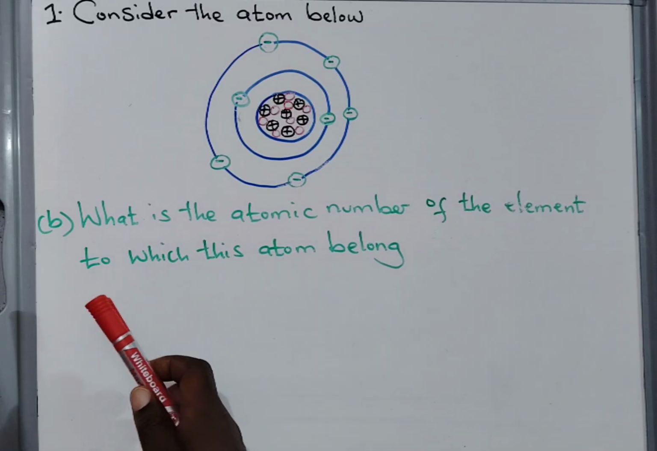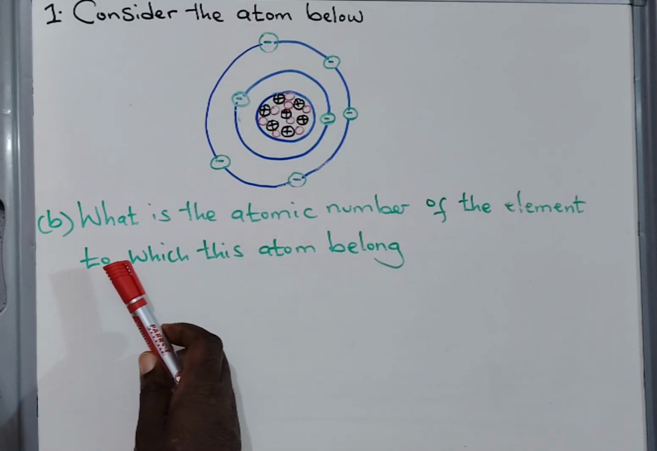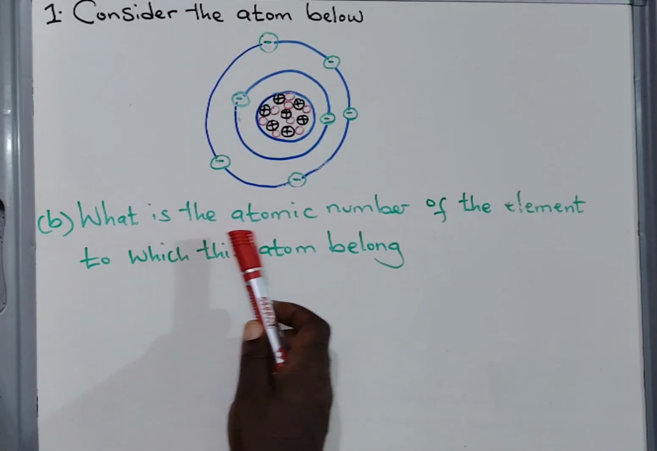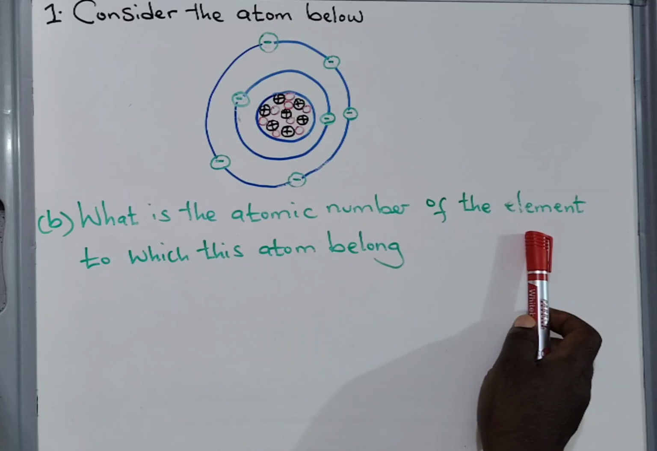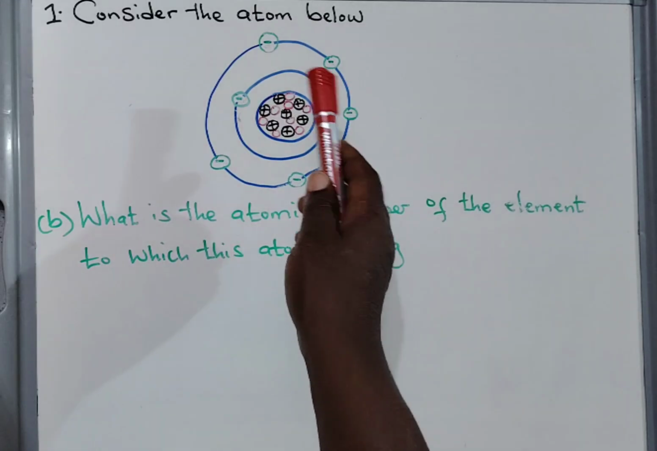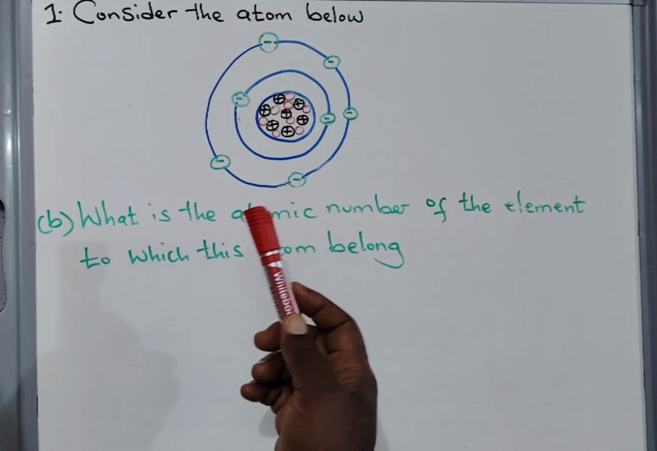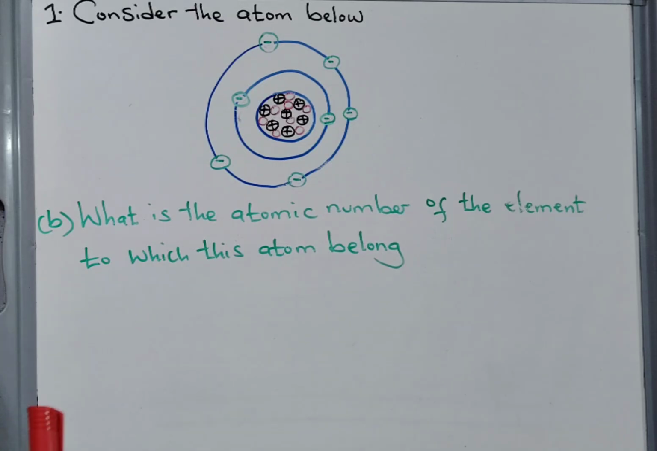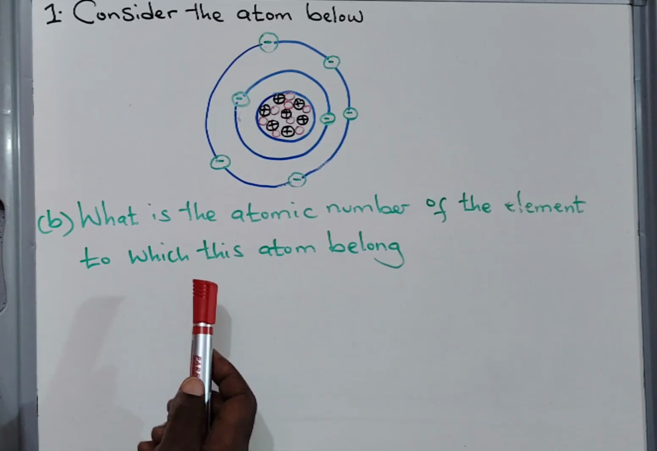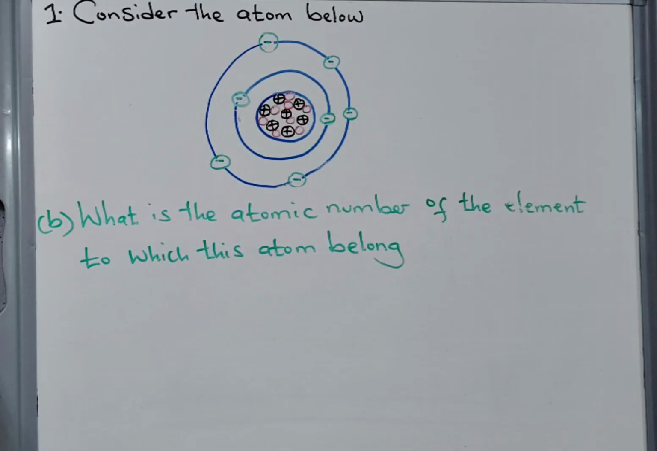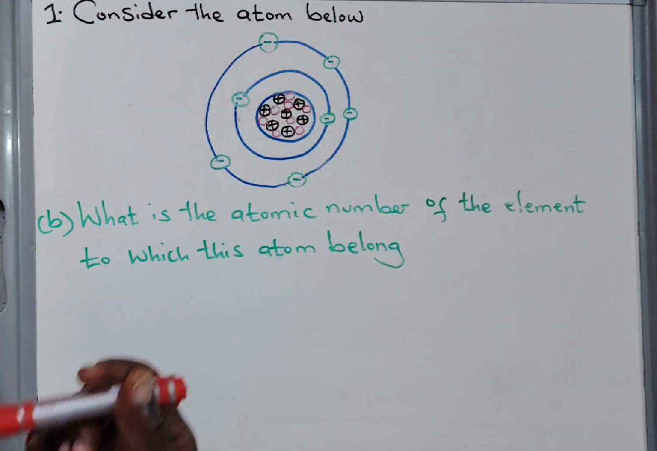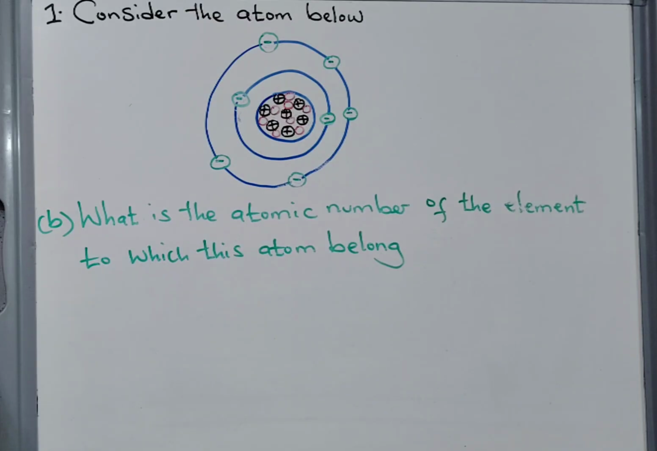Okay, then we come here. It says, what is the atomic number of the element to which this atom belongs? How do we identify the atomic number of the element? Atomic number is the same as the number of protons. So we saw that this atom has 7 protons. So its atomic number is 7.